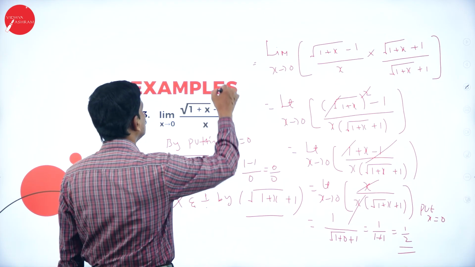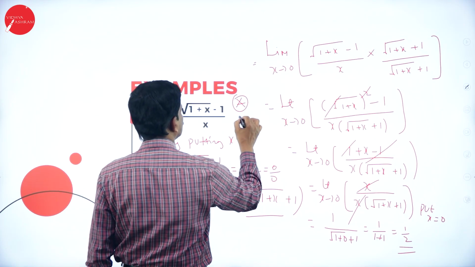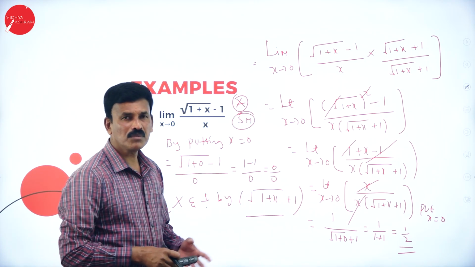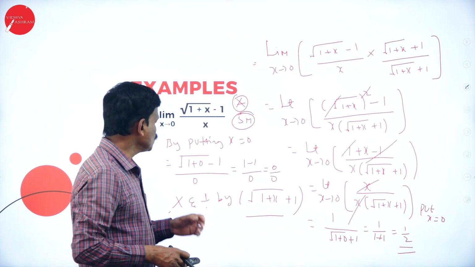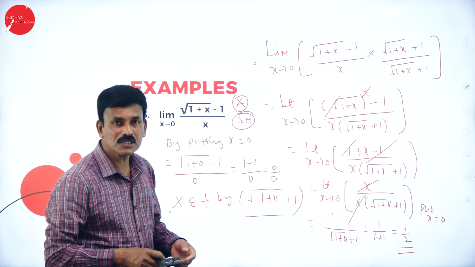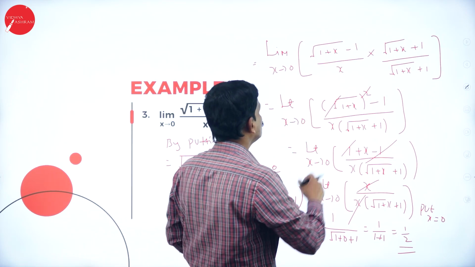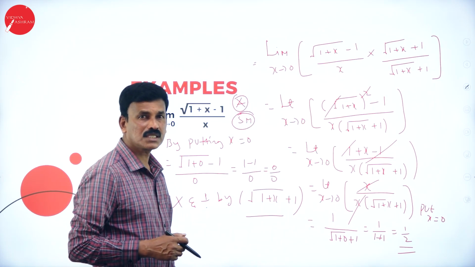Very important problem. So you may expect this for a 5 marks question. So whenever a problem like this has a root given, just rationalize it to cancel that root. Rationalizing the numerator, just multiply and divide by root of 1 plus x plus 1 by root of 1 plus x plus 1.